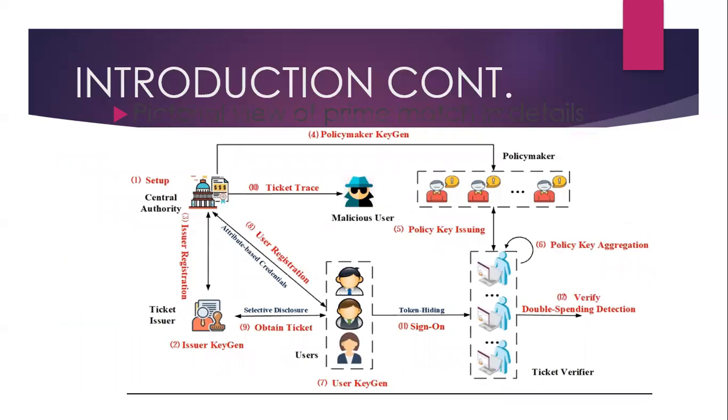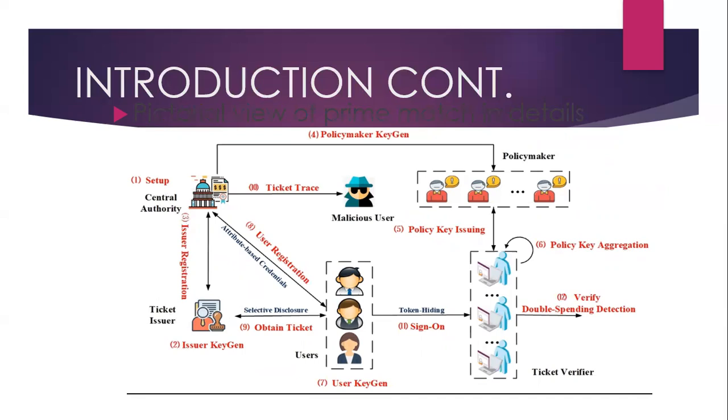So here, in the chart, we have the PrimeMatch details. We are showing how the setup goes. The central authority handles ticket issuing and key generation. The issuers do registration, and then going back to step one, we go to the user key generation, how the ticket runs, and how we can catch malicious users.